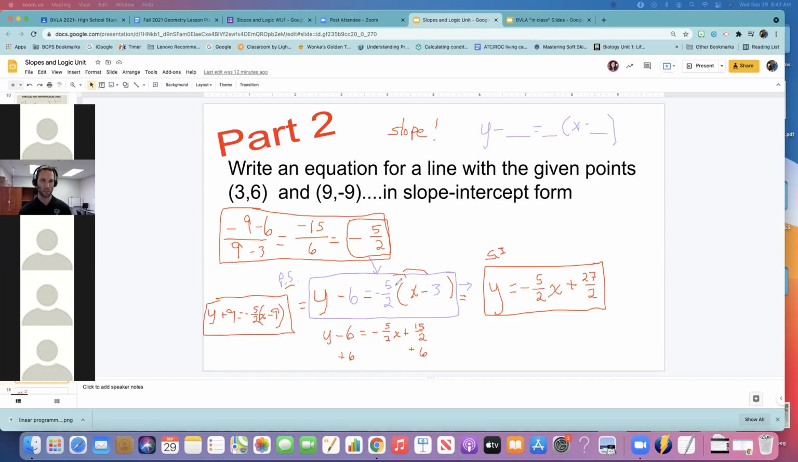Point slope. There's a point and a slope, and this is slope intercept. There's a slope and an intercept. Okay, so they tell you different things. If they give you points, you're going to use point slope. And if they give you the intercept, then you use slope intercept. Okay.